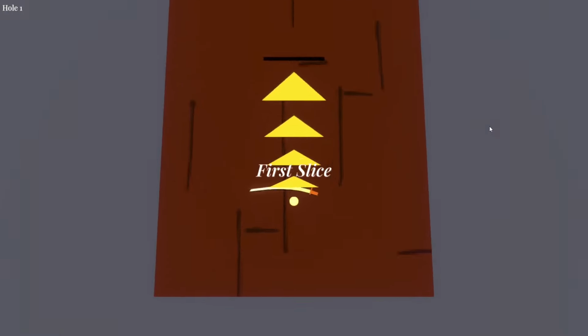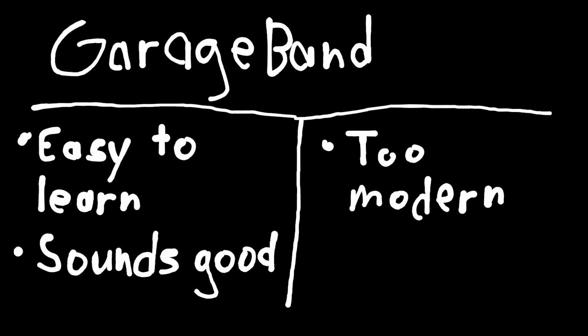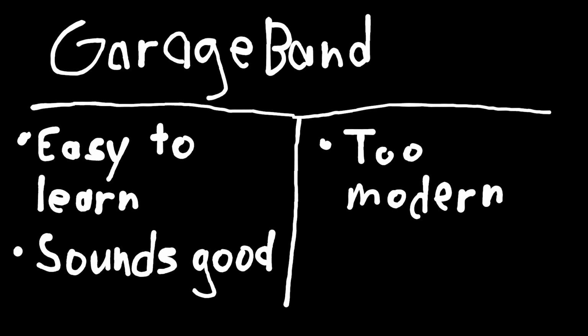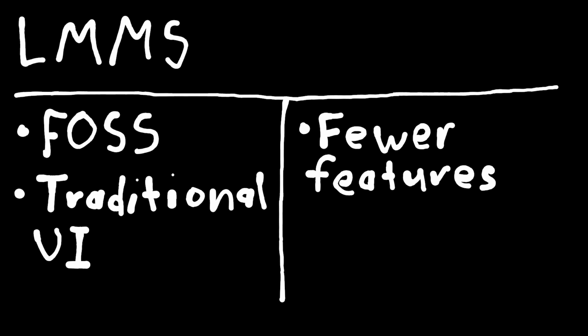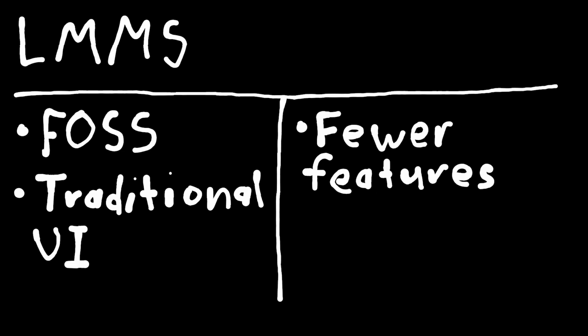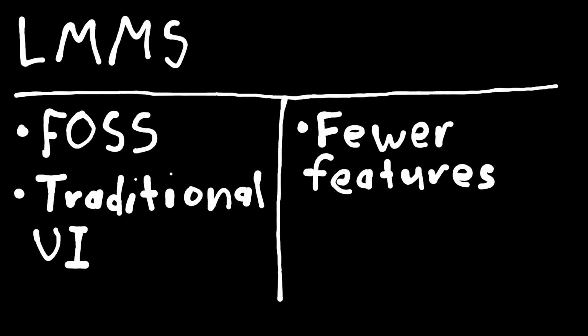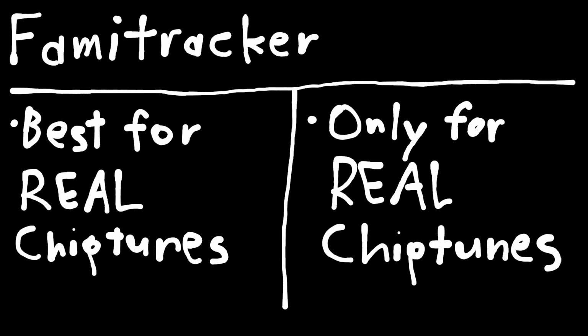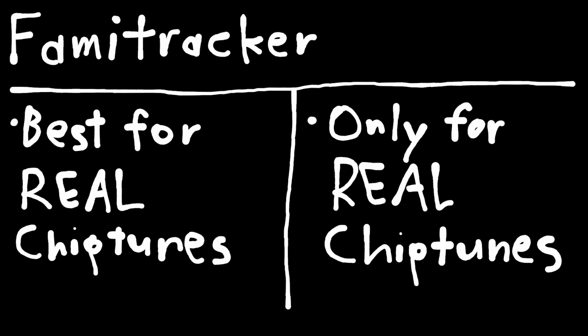I'll quickly mention some of the other programs I've used. GarageBand is simpler to pick up, and your songs sound better produced automatically, but it's a lot harder to sound convincingly retro. LMMS is another open source program with a more traditional UI, but I found it has fewer features. FamiTracker would be my choice for authentic NES music, but we're not covering chiptune in this video.